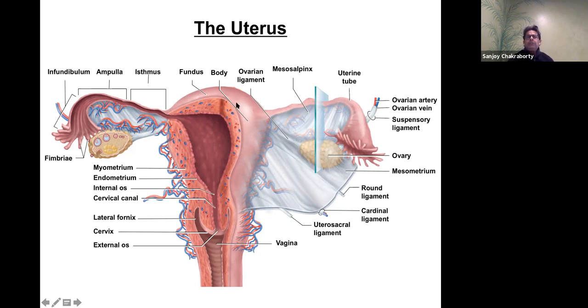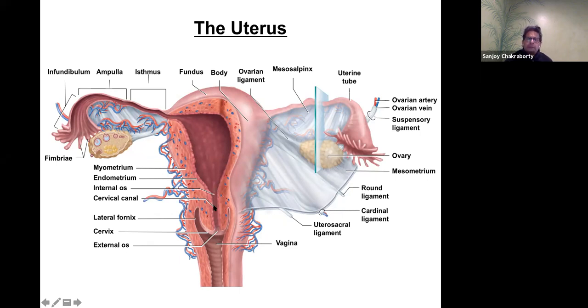The uppish region of the uterus, exactly like the stomach, is called fundus. The remaining part of the uterus is the body, and right here is the cervix. Cervix means the neck. Internal os and external os. The word os means opening. So internal opening, external opening.